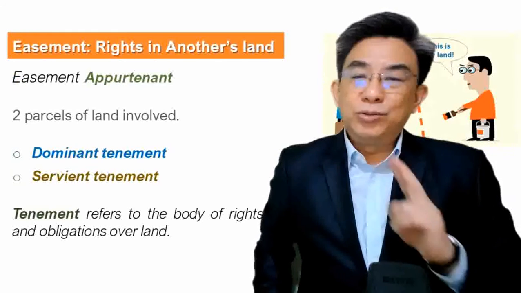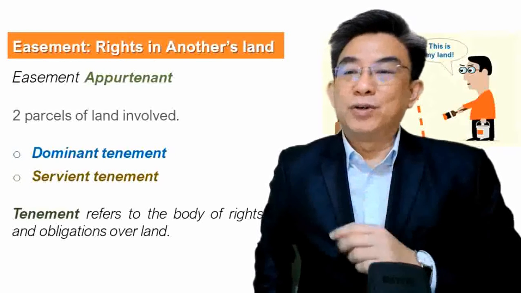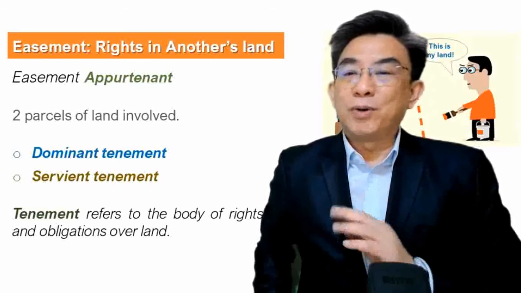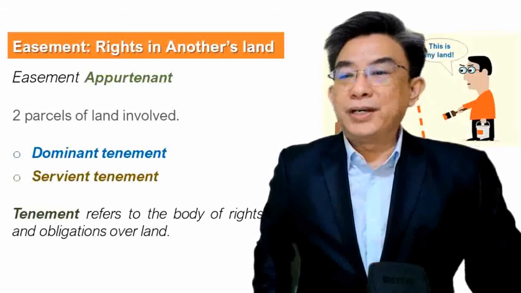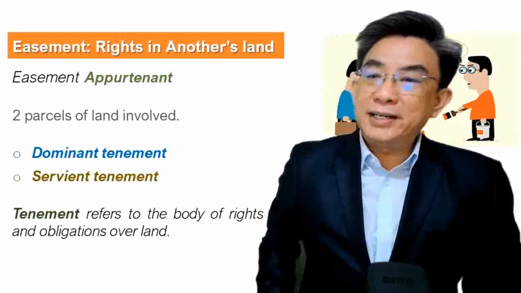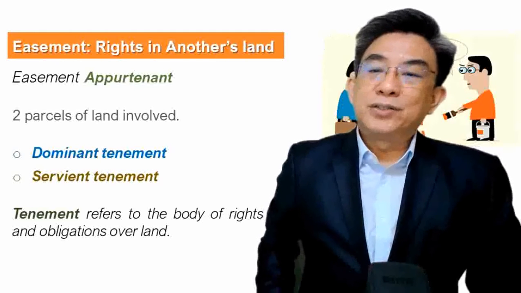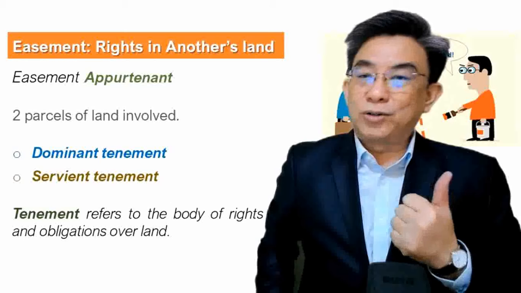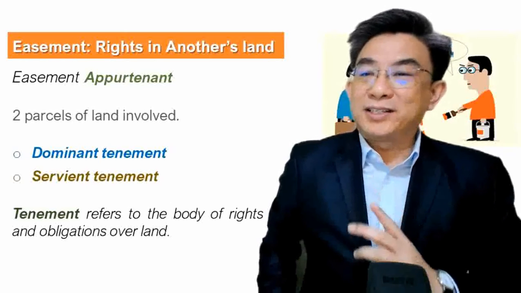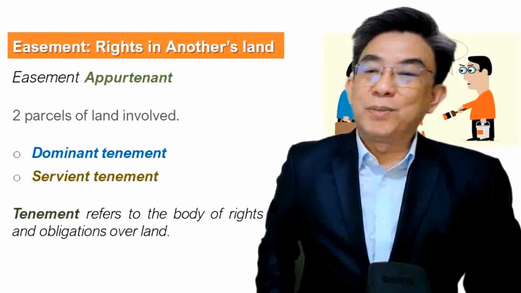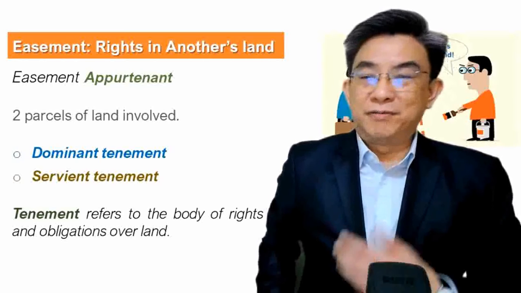In easement appurtenant, there are two parcels of land involved, only two, not more than that. Therefore, there will be one that enjoys the right, and another that has to subject themselves to the right. The one is called the dominant tenement, the other one is called the servient tenement. Then what is tenement? Tenement refers to the body of rights and obligations over land. So, make it very, very clear already.